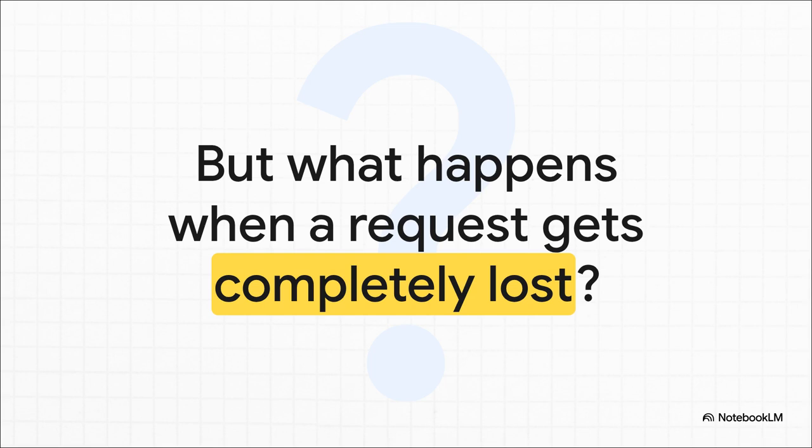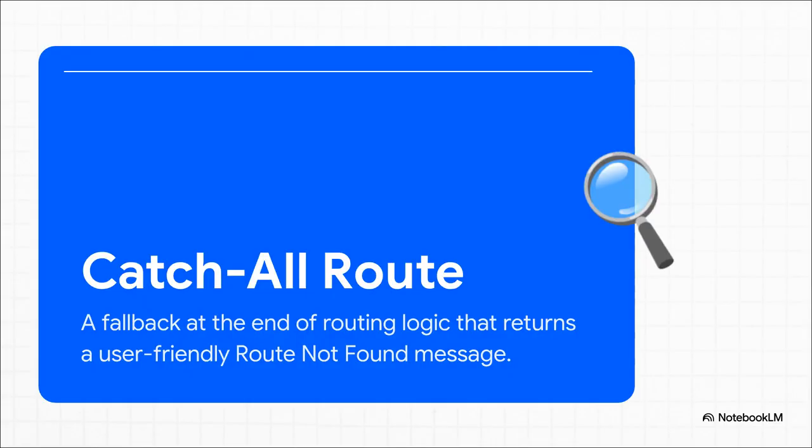So we know how to safely upgrade our routes. But what happens when a request just gets completely lost? What if a user or a client app requests a route that simply doesn't exist, like a totally non-existent v3 endpoint? This is where the catch-all route comes in to save the day.